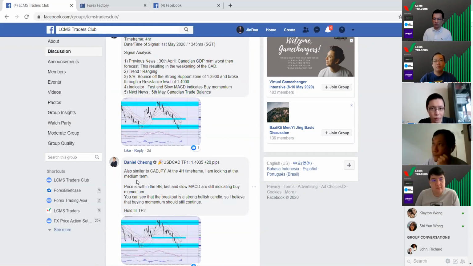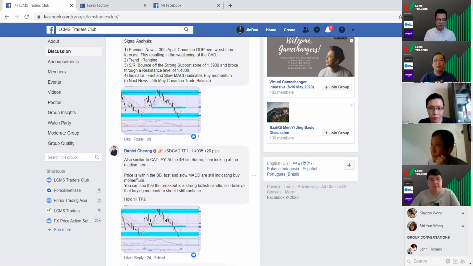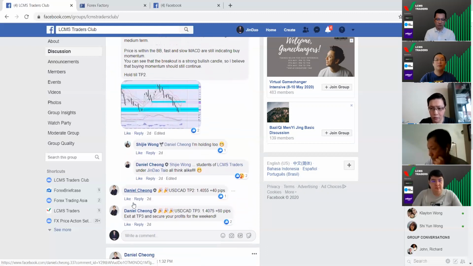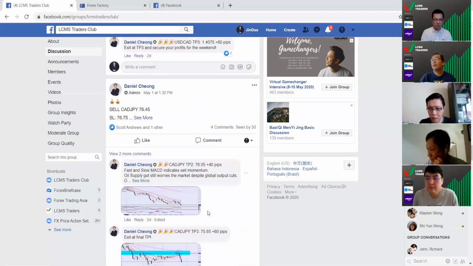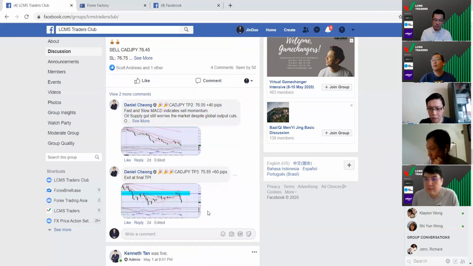when do I get out? Do I get out at 1, 2, or 3? At this point, he tells you, hey, it's hit TP1, hold to TP2. And then when it gets to TP2, he tells you, hey, it's at TP2, hold to TP3, then get out and secure your profits. So for all the different currency pairs and signals, it tells you when to get in, why you're getting in, when to get out, and why you're getting out. So you not only make money, you also learn how we trade and the methods behind the trades as well.